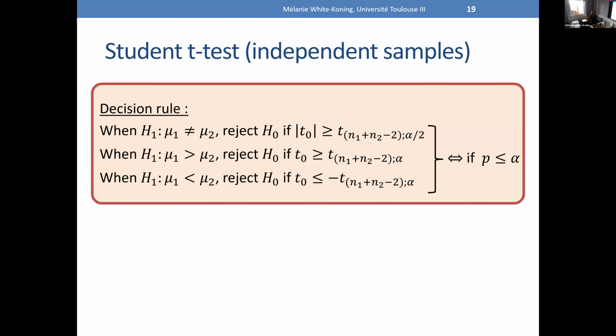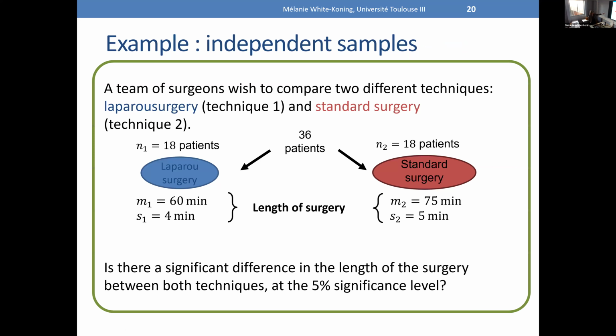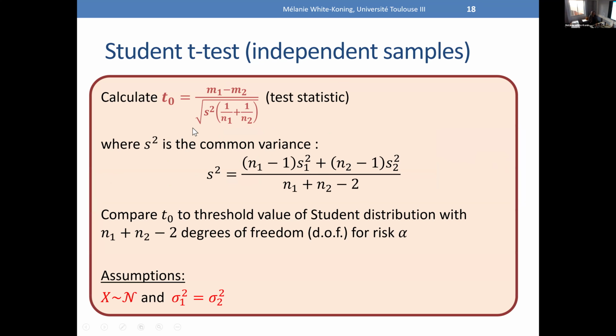So just write down maybe those: 18 patients, M1 equals 60, M2 equals 75, S1 equals 4, and S2 equals 5, and try and calculate this T0. So you have to first calculate S squared and then T0. So, yes?